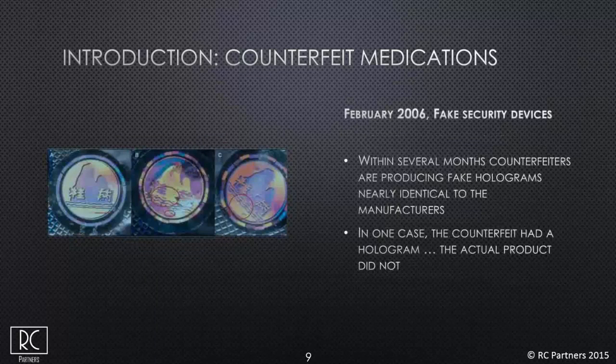These are security devices, actually holograms that manufacturers put on their products in order to thwart counterfeiters. I've been told by security people that it usually takes about 6 months for a counterfeiter to fake any mechanism that a manufacturer may put on packaging. We did have one case where a counterfeit product had a hologram, and when that was shown to the manufacturer, the response was, well, our actual product does not have a hologram on it. So the counterfeiters went one step forward from the manufacturer's actual packaging.